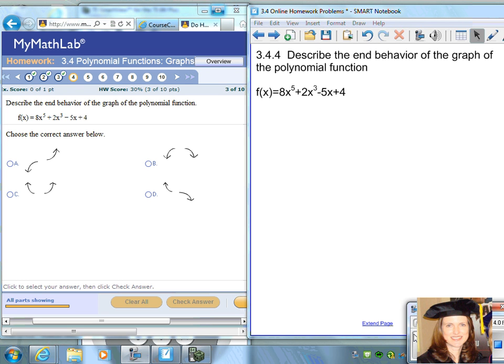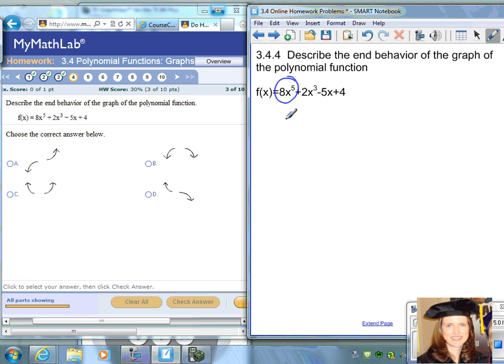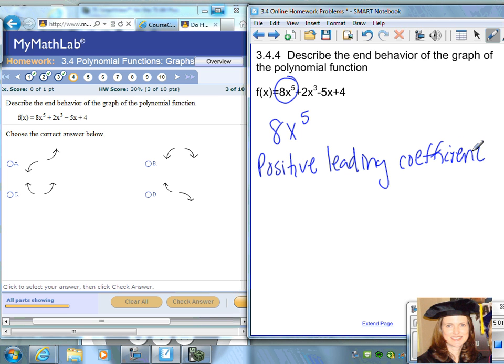Question number 4 from section 3.4 asks us to describe the end behavior of the graph of the polynomial function. When you're looking at these, you really only need to look at the leading term. The leading term is 8x to the 5th. Now, because the leading term has a positive leading coefficient and it has an odd power exponent, you can actually make your decision based on those two things.